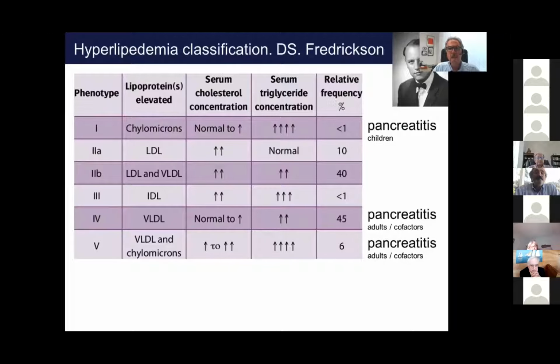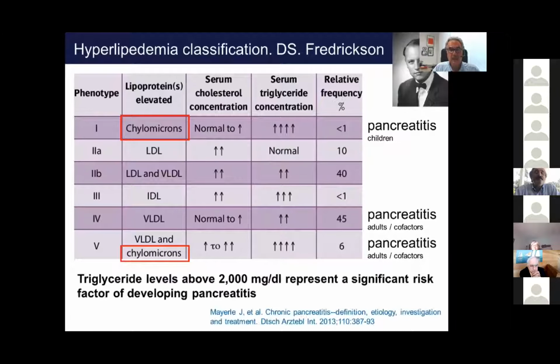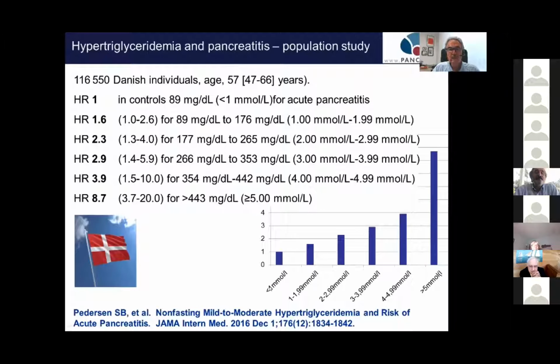Pancreatitis is not a disorder of high cholesterol. That's what cardiologists are concerned about, but of triglycerides. Older guidelines say that the risk of pancreatitis increases when triglyceride levels are raised above 2,000 milligram per deciliter, and that's the risk. We know today that this is not really true.